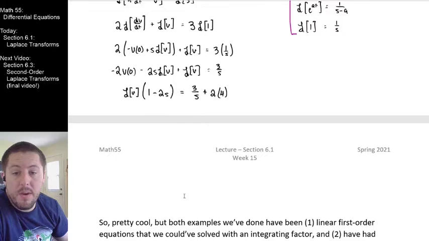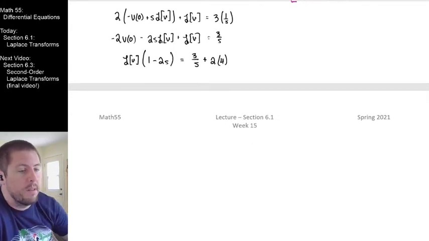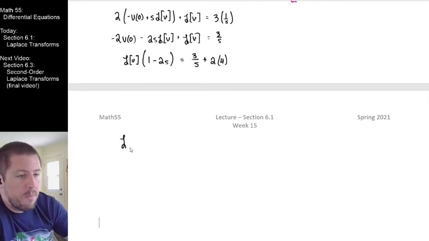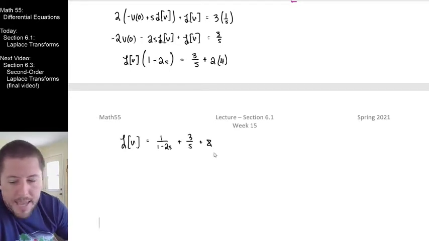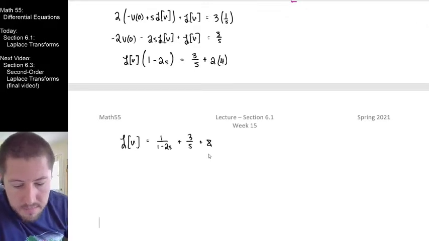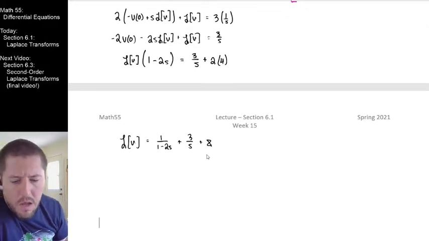And so it seems like we have very nearly solved for the Laplace transform of V. So my Laplace transform of V should be equal to 1 over 1 minus 2s plus 3 over s plus 8 is what I'm looking at right here.